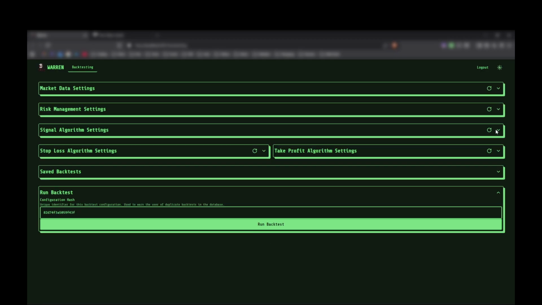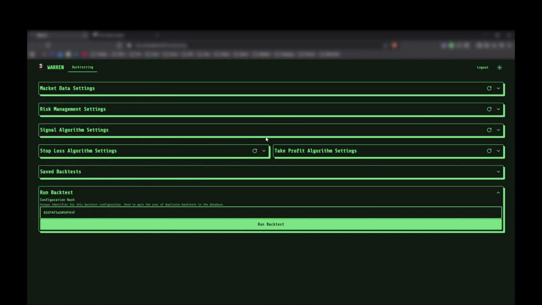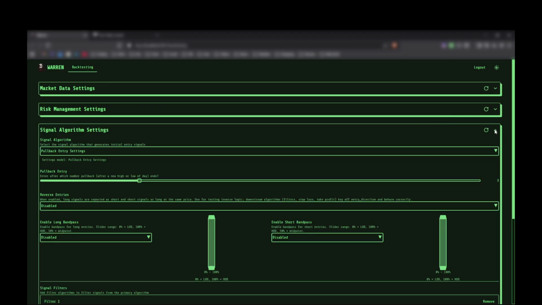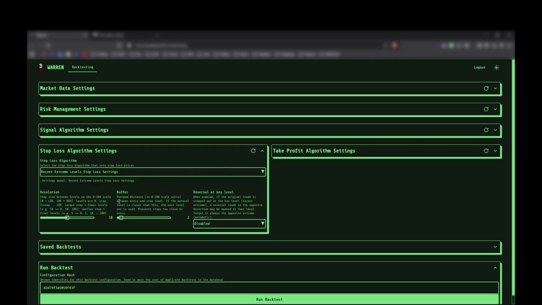So we've got this setting right here. I'll just keep running through the settings, and then we'll talk a little bit about the architecture and how things run, and everything's running locally in Docker right now. So we'll talk about this in a second. You configure your signal algorithm, which decides if you get into a trade or not. That's all it does. Your stop loss algorithm decides where your stop loss is if your signal algorithm fires a signal and gets you into a trade.